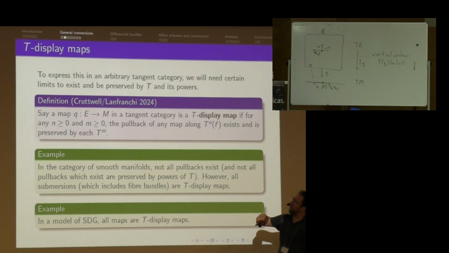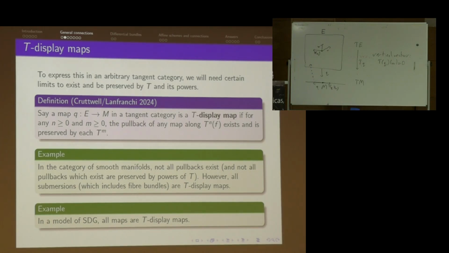I guess before I get into that, I also need to be able to take certain pullbacks with this map from E to M. So we talked a little bit, trying to find the best way of talking about which maps are preserved by which powers of T. So I think this is sort of a good definition.